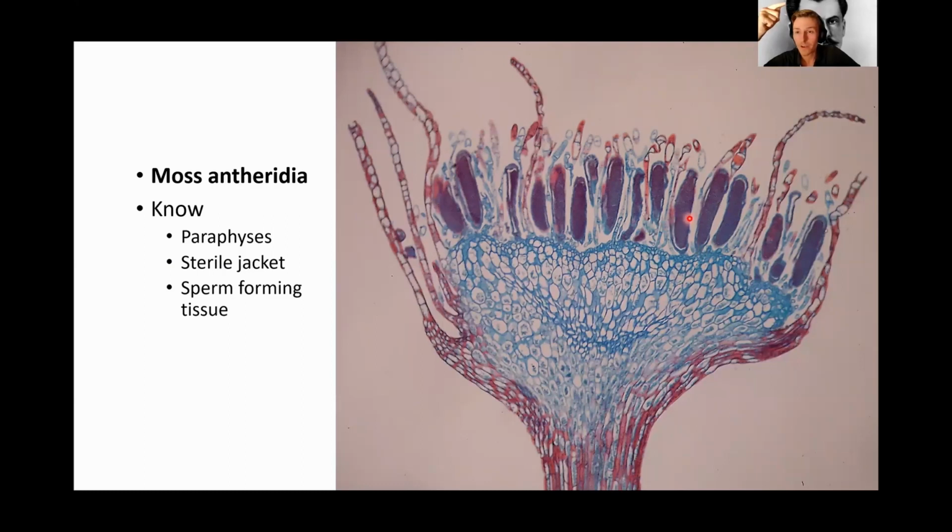So the sterile jacket is right here. It's this outer layer right here. This outer layer is the sterile jacket. It's a jacket around the sperm. So yeah, and this right here is the sperm forming tissue. So this will differentiate into sperm cells, all right? And then it's surrounded by the sterile jacket. So that's the moss antheridia.